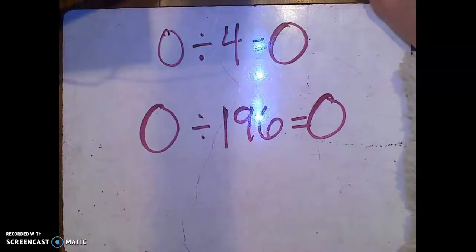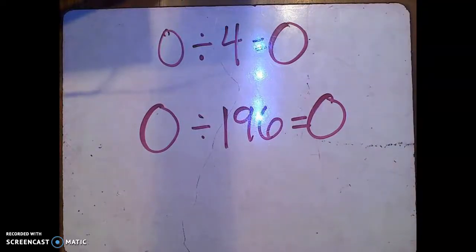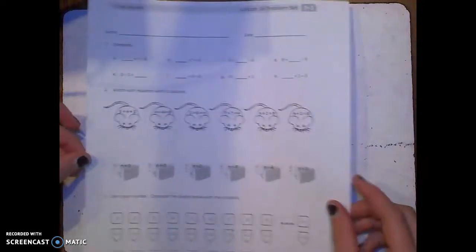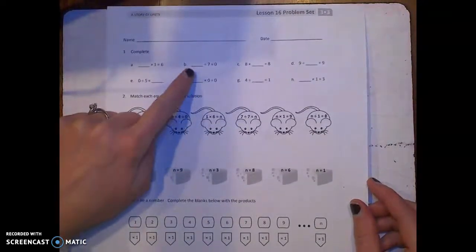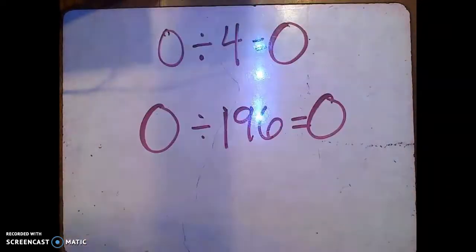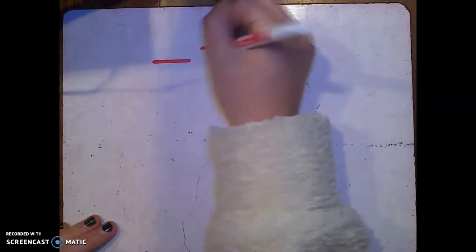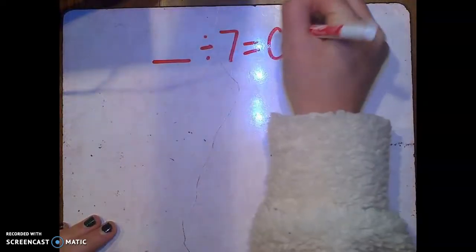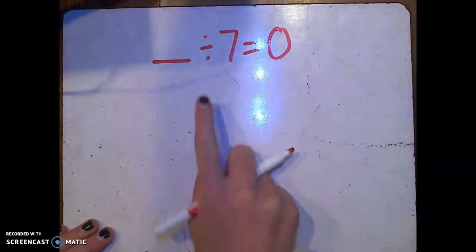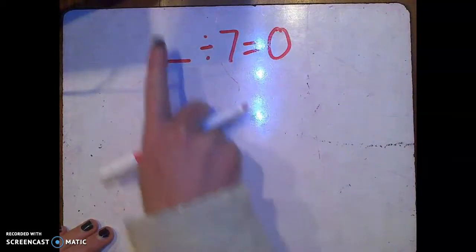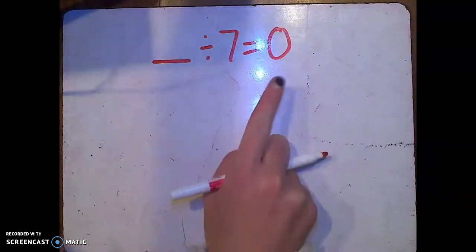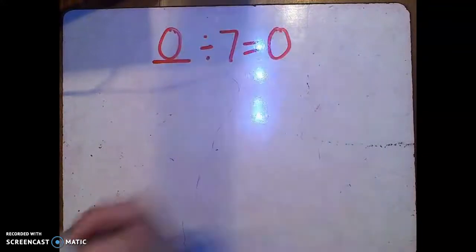All right, let's take a look at our problem set. So, right here, B, blank divided by 7 equals 0. I have blank divided by 7 equals 0. Well, 0 divided by any number gives me 0, so I know this has to be a 0.